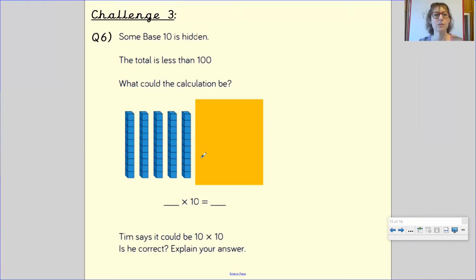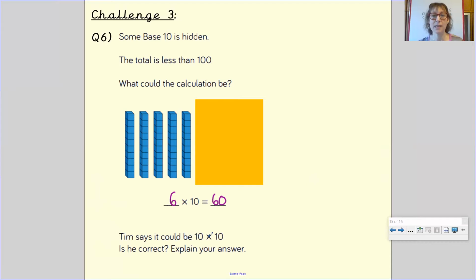So we've already got 10, 20, 30, 40, 50. We've already got 5 lots. So what else could you have? So I will give you an example. You could have one more 10 block there, and then you would have 6 times 10, which would be 60. You can think if there are some others.